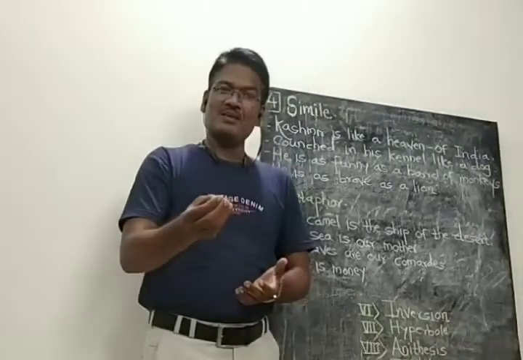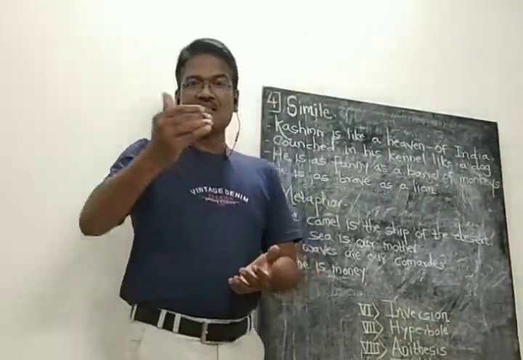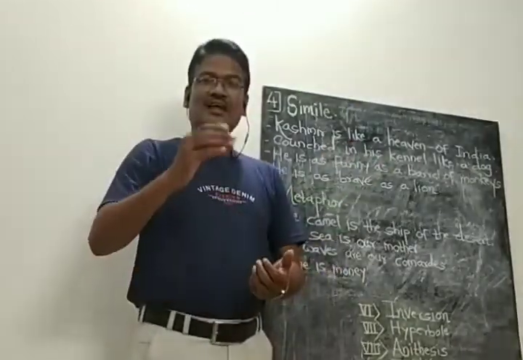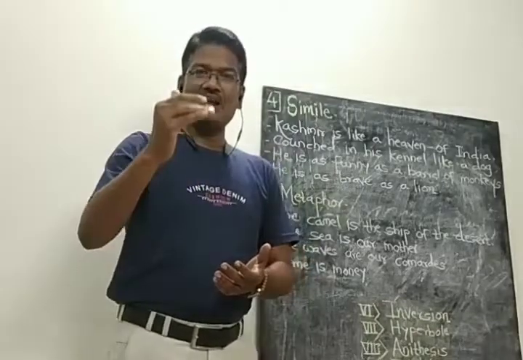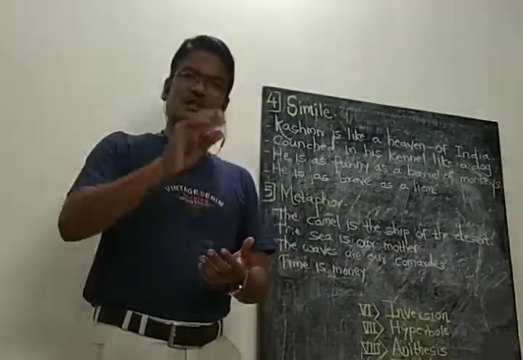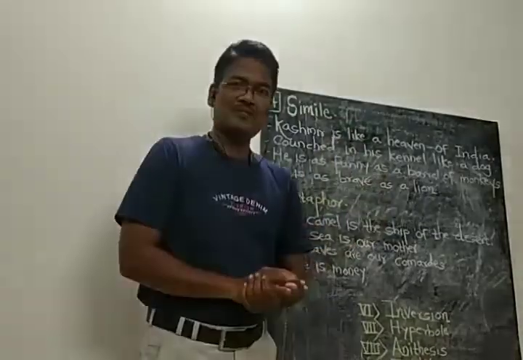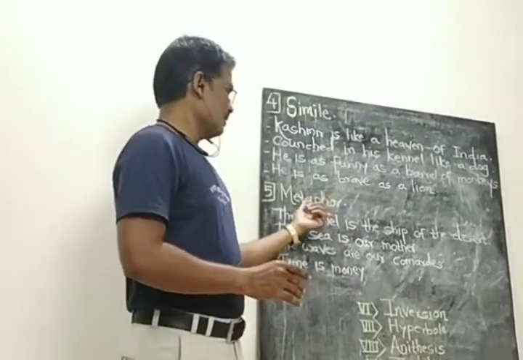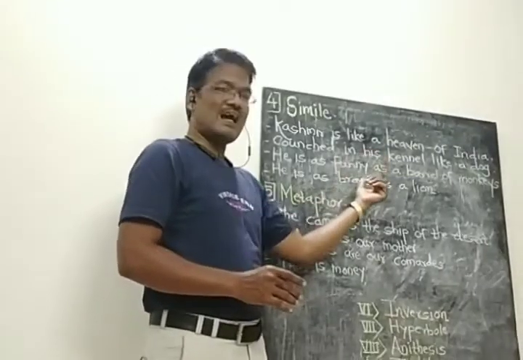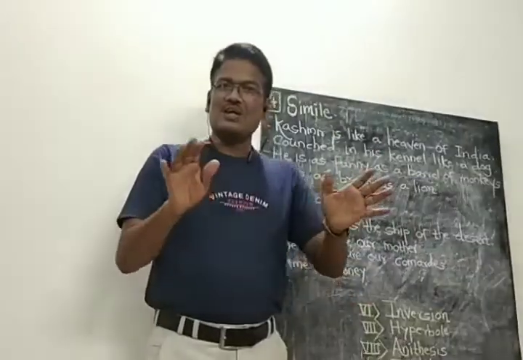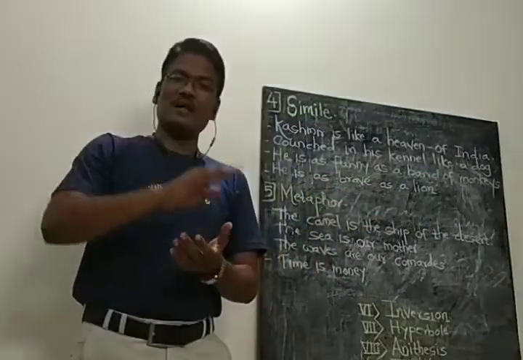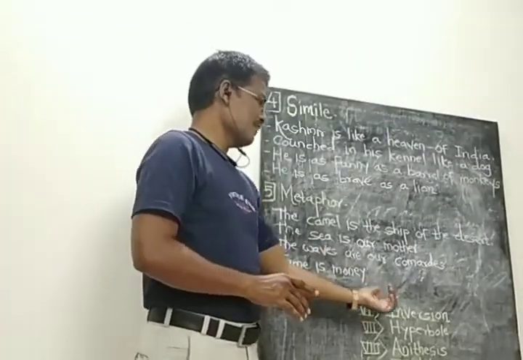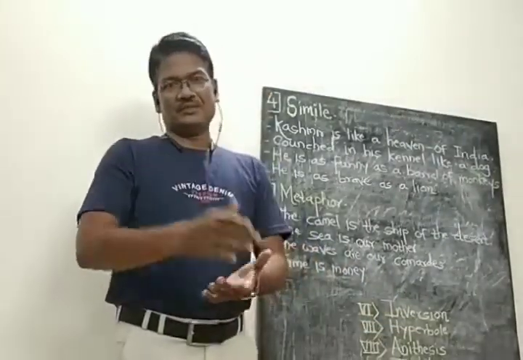So once again, see the slight difference between simile and metaphor. In simile, words like "as" or "like" are used. It is a direct comparison between two things. In metaphor, the words "as" or "like" are not used, and there is also a comparison, but it is an indirect comparison. Let us see the next figure of speech.